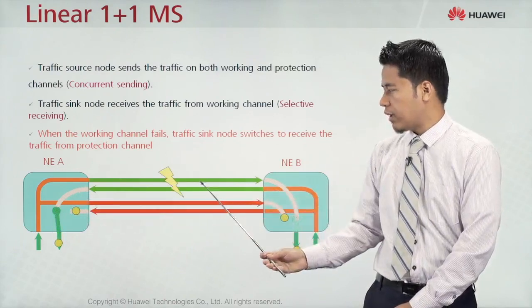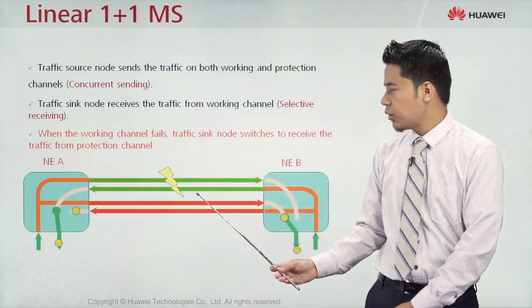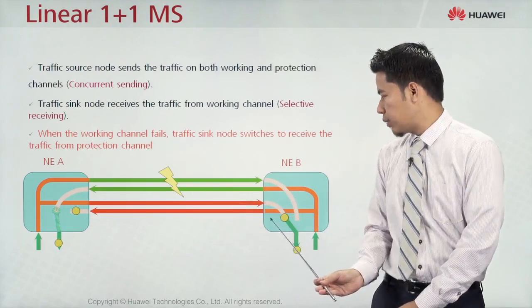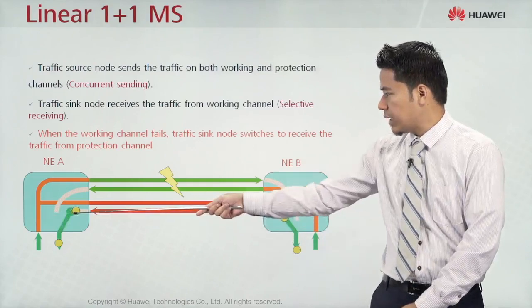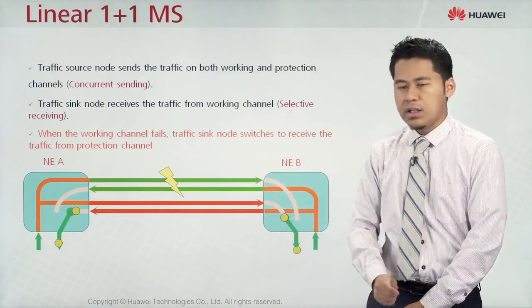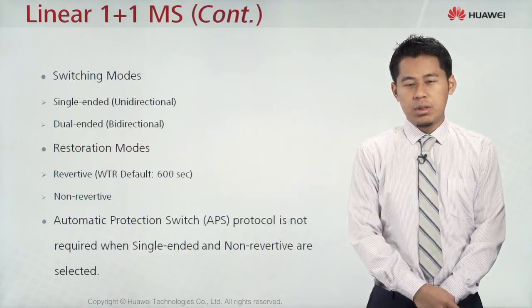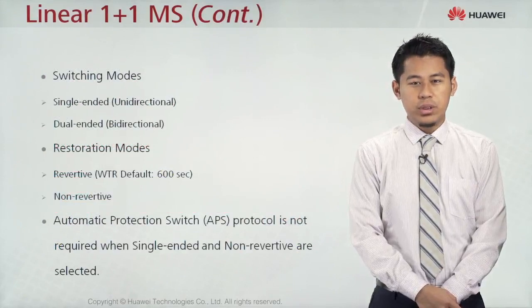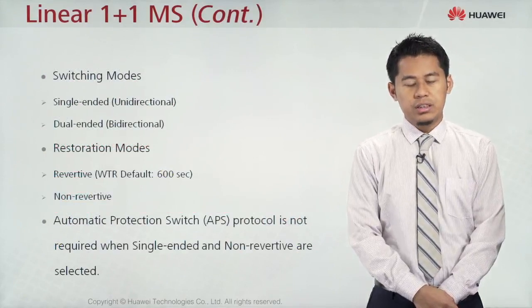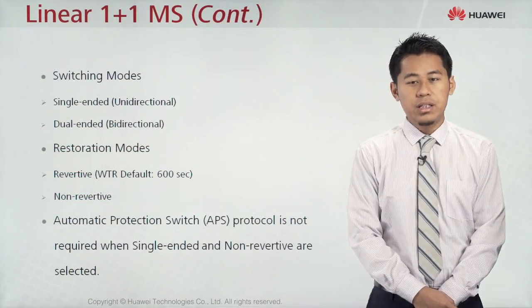What if you have a fiber cut around here? Of course, you will go through to the protection. So let's go through here. What will happen is they will make a switch to the protection here, and here as well, they will make it a protection to here. Now let's continue with the linear 1 + 1 MS here. As you can see here, we have two switching modes. The first one we call single-ended, which is most of the time referred to as unidirectional.